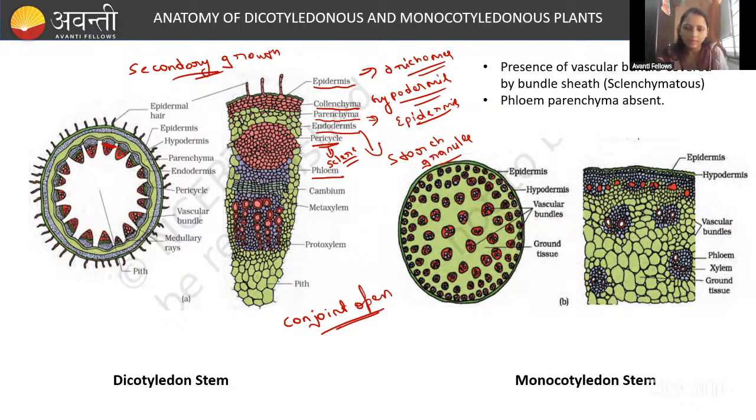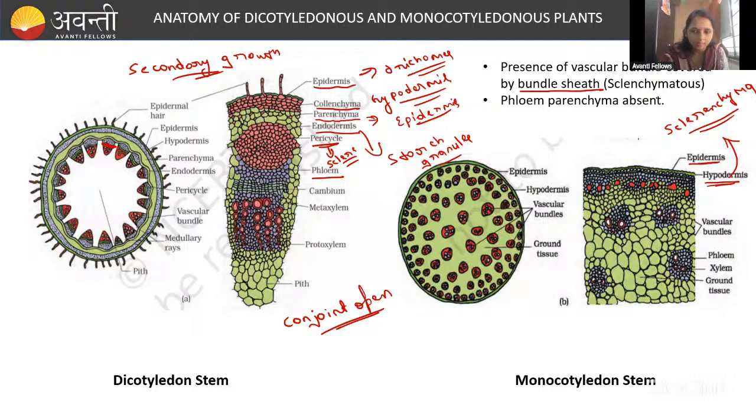So here you can mainly differentiate the epidermis and the hypodermis. Here you cannot see the trichomes. Okay, the hypodermis mainly consisting of the sclerenchyma here, and the vascular bundles are scattered. Here you can see these all are scattering, right? Vascular bundles, and these vascular bundles mainly consisting of a bundle sheath.